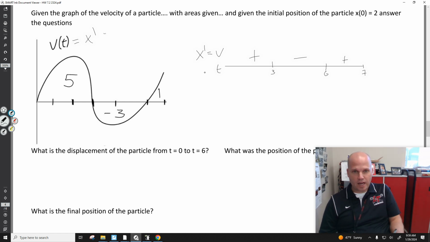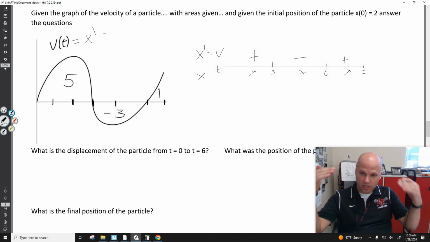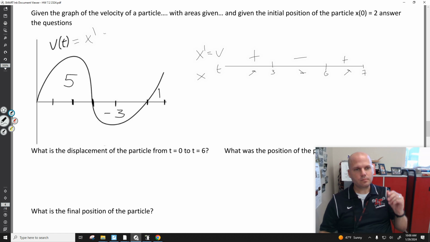And the sign of a derivative tells us if the original thing is increasing or decreasing. We talked about how position increasing means I'm moving to the right. Position decreasing means I'm moving to the left. But here's the next layer, okay?